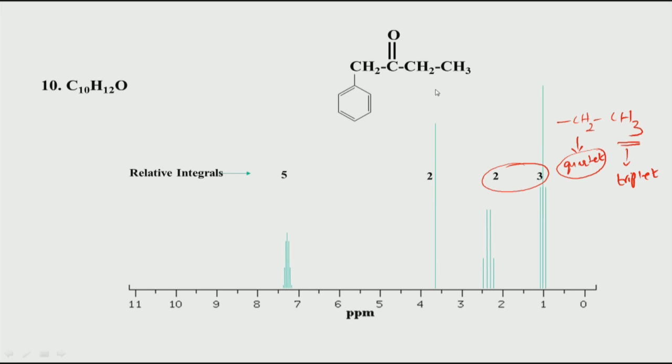So, this brings us to the end of this class, and we have looked at basically 10 examples of how we can analyze a proton spectrum given only the composition and not the structure, and how we can deduce the structure. But remember, this is just an exercise for you to understand how we can use the spectrum. In real research, we just do not rely on the proton spectrum. We also use the carbon 1D spectrum, IR spectrum, mass spectrum, and so on. All these together are used.